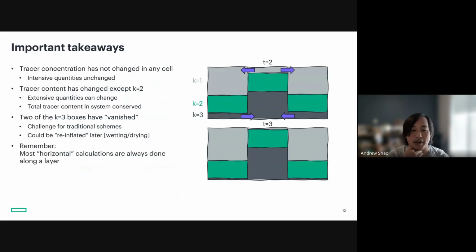And so it's a very natural way of representing this wetting and drying process, where you can have places where it dries out, so effectively all the layers vanish, but later on, if there's an influx of something, then you can actually reinflate them.